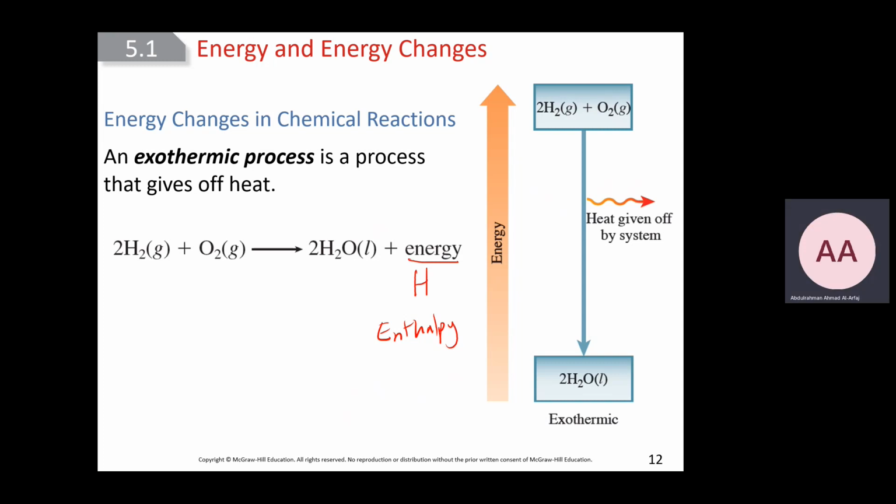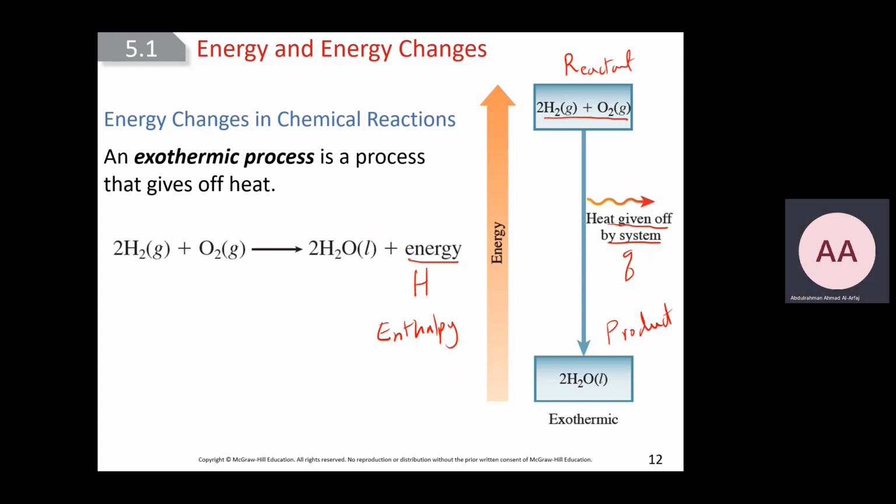And in this case, this is the reactant, and this is the product. We're going from higher, where is my system? The system is the chemical reaction itself. Now, in this system, we're going from higher energy to lower energy, so energy will be given out as heat after the system.